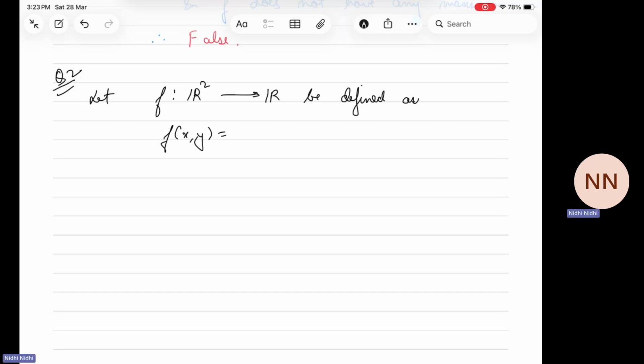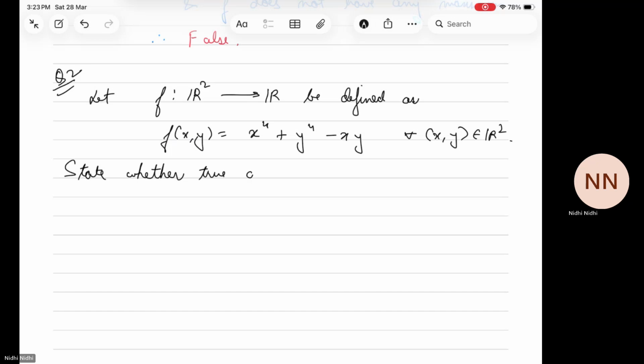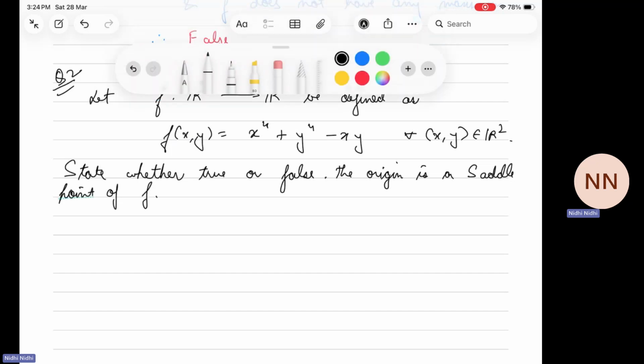f(x, y) equals x to the power 4 plus y to the power 4 minus xy for every (x, y) in R2. State whether true or false: the origin is a saddle point of the function f. So let's see what happens at the origin.